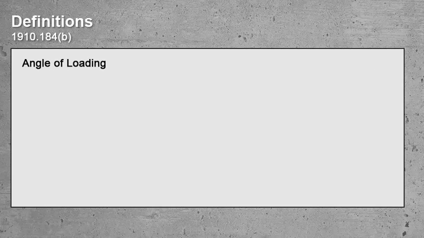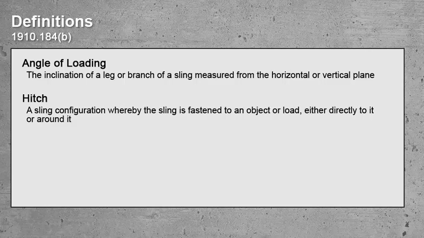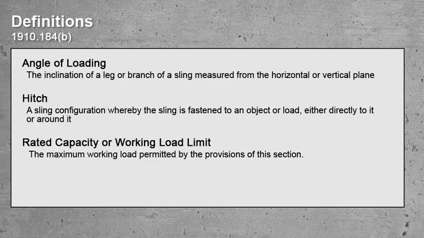The angle of loading is the inclination of a leg or branch of a sling measured from the horizontal or vertical plane. A hitch is a sling configuration whereby the sling is fastened to an object or load either directly to it or around it. The rated capacity or working load limit is the maximum working load permitted by the provisions of this section. And lastly, shock loading is the sudden increase in weight on a sling.